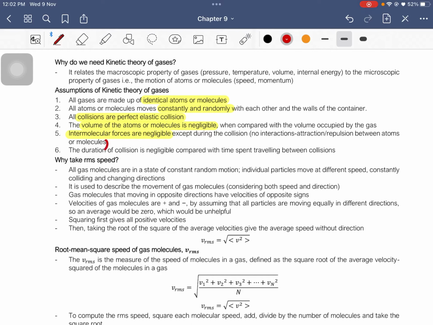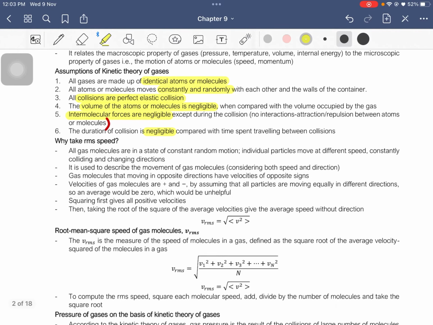Oh, I forgot to add something. Close bracket. Next, the duration of the collision is negligible in comparison with the time spent traveling between the collisions. So these are 6 of the assumptions.